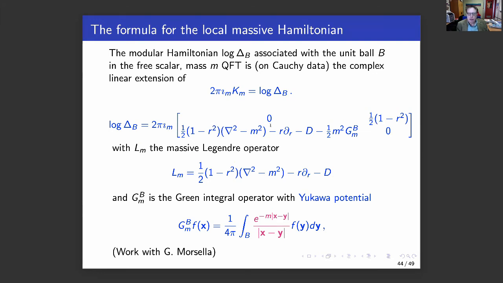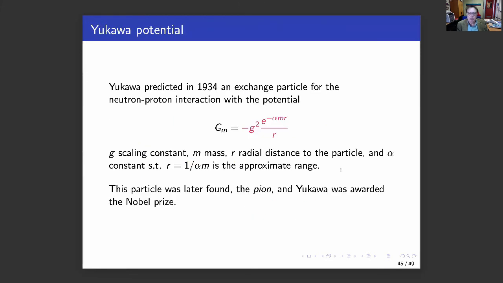It is a perturbation, if you want, of the massless one, but there is a non-local term, and the surprise was that there is a local term that is given by this form, an integral, and the surprise is that this kernel is a Yukawa potential. Yukawa is this potential that was predicted by Yukawa in 1934.